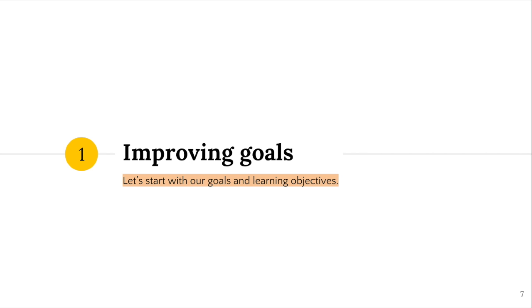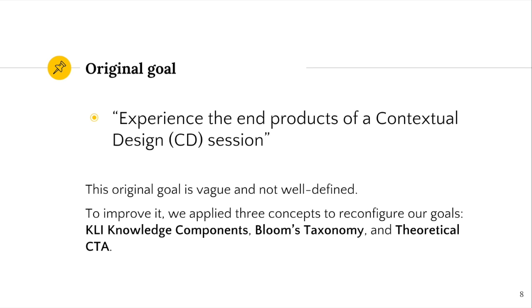The first step was improving our goals and our learning objectives. Our original goal was to experience the end products of a contextual design session. This goal is pretty vague and not well defined, and we're not really sure what it meant. So to improve it, we applied three concepts to reconfigure our goals: KLI knowledge components, Bloom's taxonomy, and theoretical CTA.